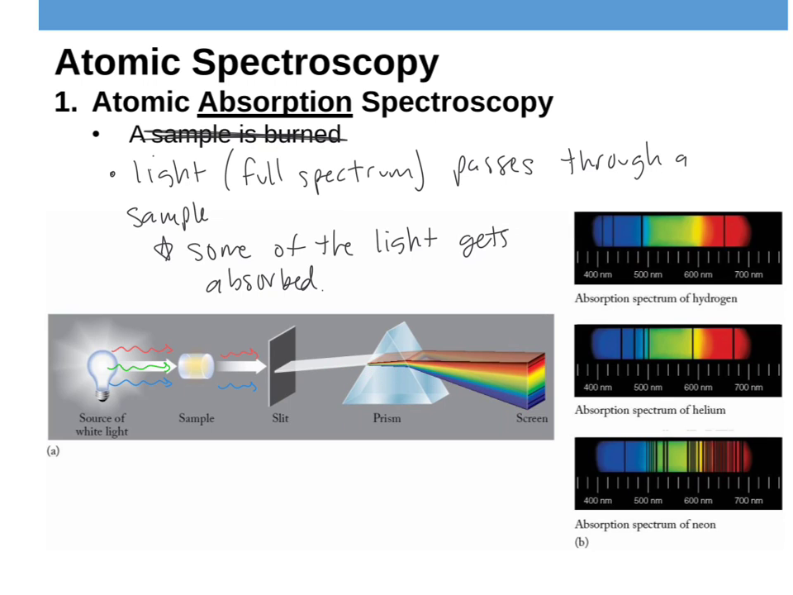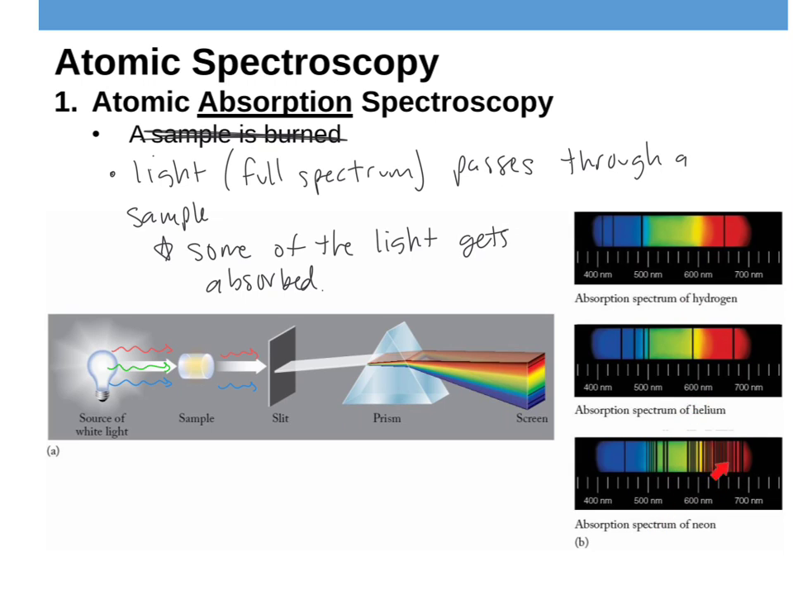And it would go through a prism, and you look on the screen, and what you'd see is the full spectrum, but minus whatever light was absorbed by your sample, right? So you'll see these black lines now. You see the full rainbow, but you'll see little black lines where that sample, whatever that element was, absorbed light. And again, here's the one for hydrogen, here's the one for helium, here's one for neon.